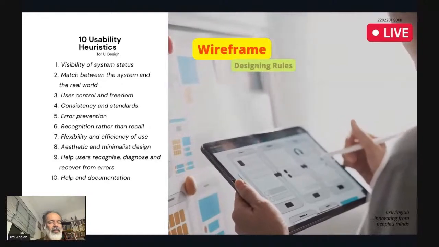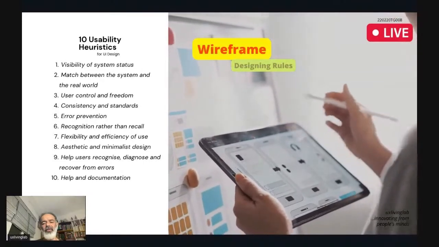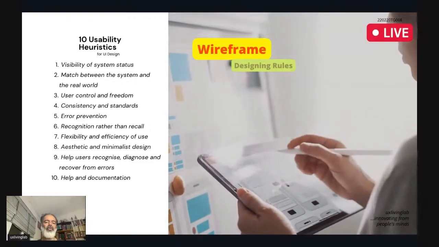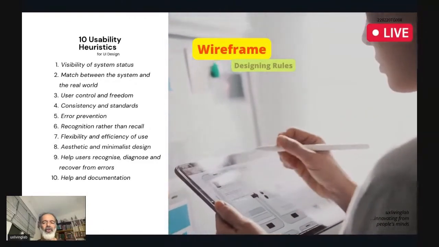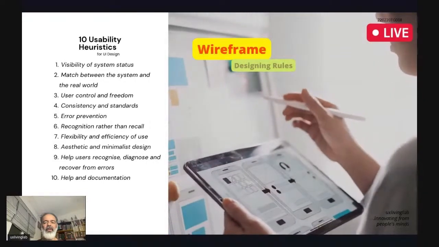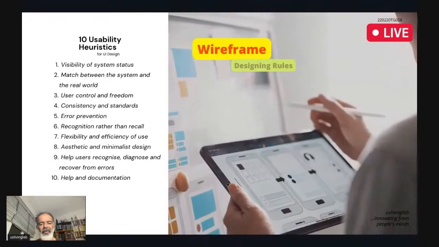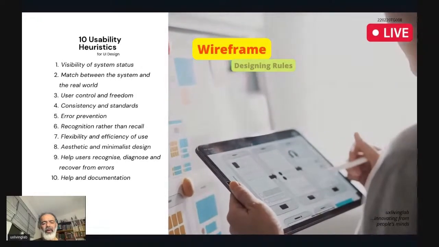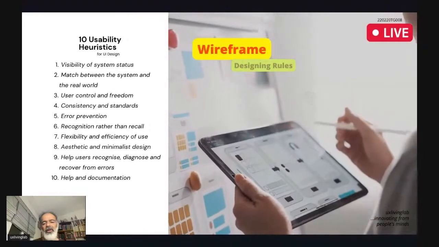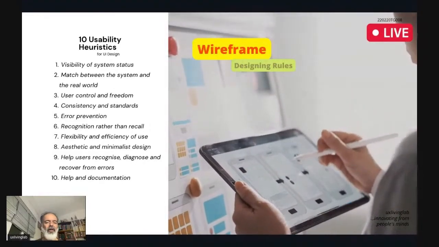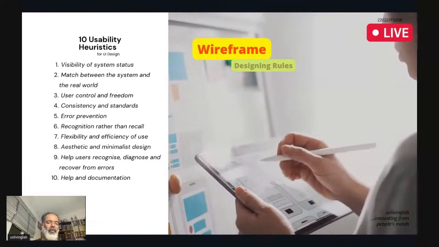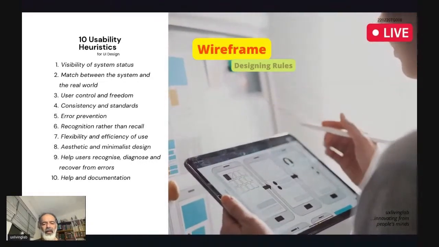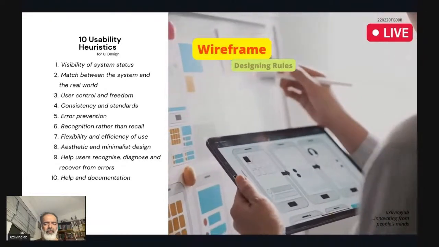Then match between the system and the real world. Whatever communication you are using while interacting with the user, it should match real world communication or real world usage, the accent or sentences they are familiar with. Then user control and freedom. The user has the control to do anything. So the user makes mistakes, and the system should provide an exit or a way to come back to the previous situation. That is very important. You have to consider that fact while designing the screens or the controls.